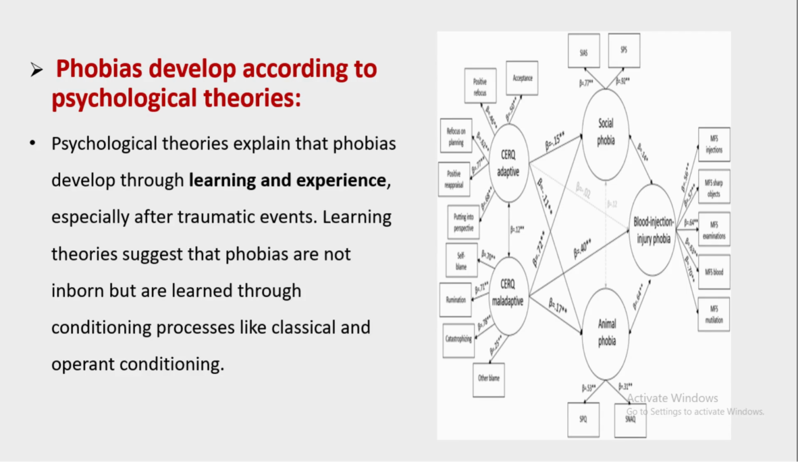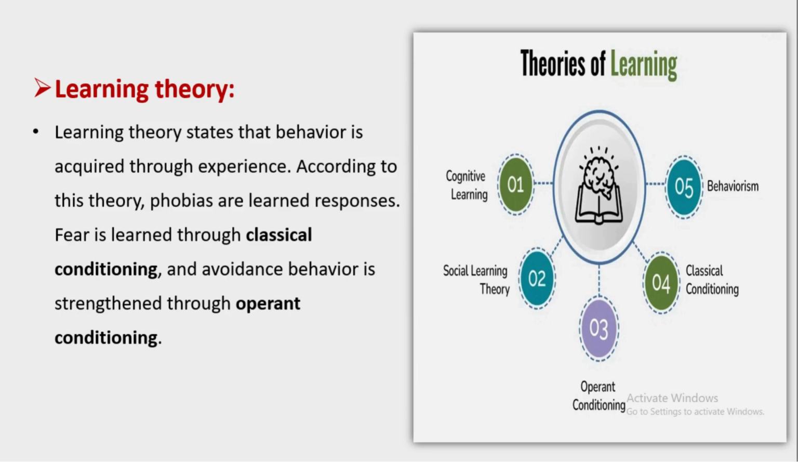So, phobias develop according to psychological theories. Psychological theories explain that phobias develop through learning and experiences, especially after traumatic events. Learning theory suggests that phobias are not inherent but are learned through conditioning processes like classical and operant conditioning.